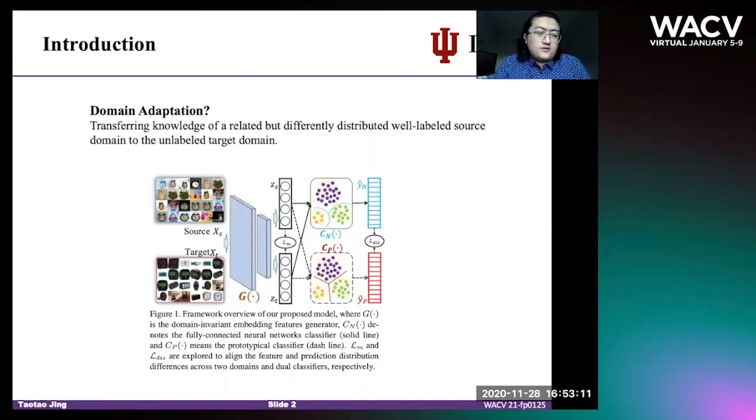Today, deep neural networks have achieved promising results on various tasks. However, we also notice that most of those achievements are based on a large number of well-labeled data. But actually, in real life, we cannot always get so many well-annotated training data for our model. So domain adaptation aims to solve this problem. And based on this idea, we proposed our model.